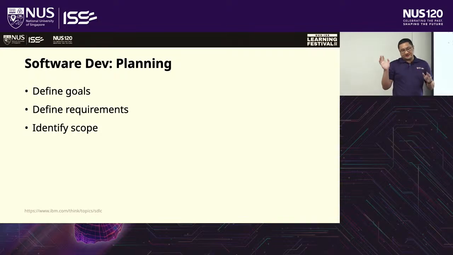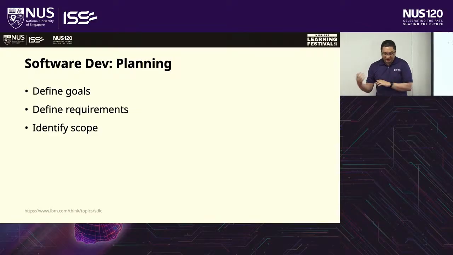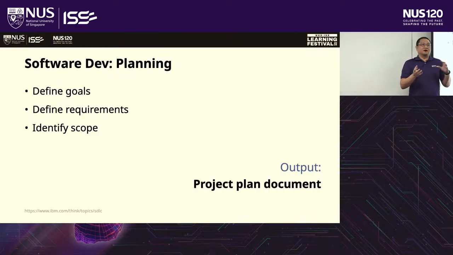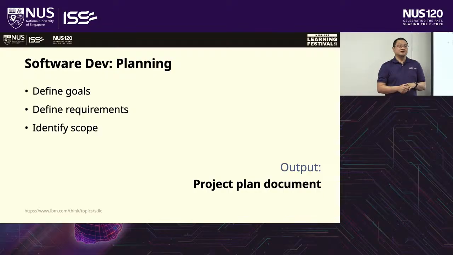We're going to go through each one of these step by step. So the first one is planning. You start with defining goals, defining requirements, identifying scope. And then the output for that is a project plan document. That's usually done by the management plus the product manager, who would assist you in defining these goals in proper terms and all that.